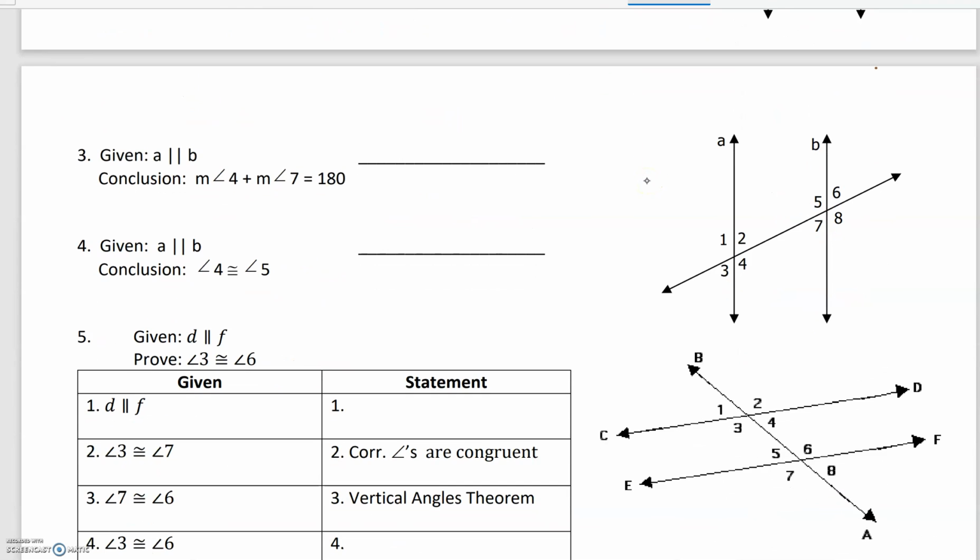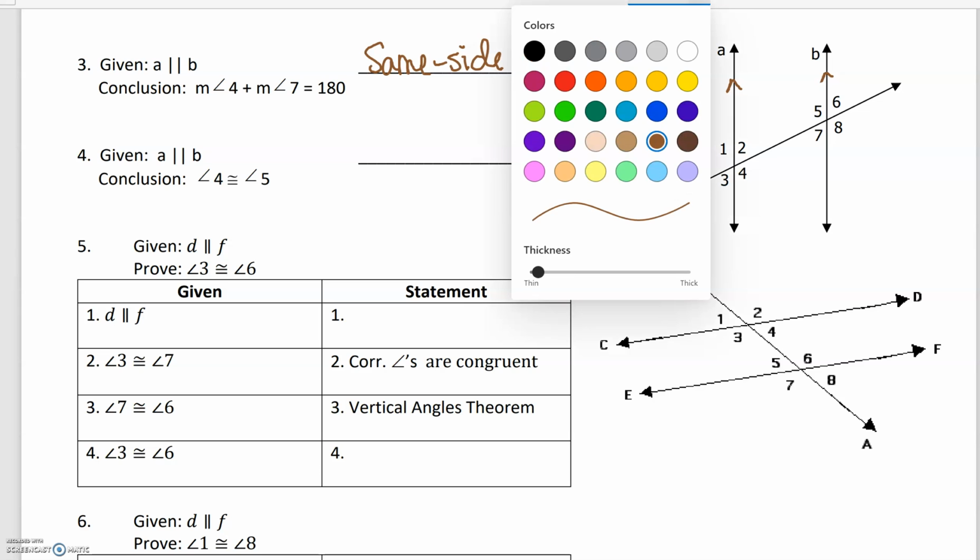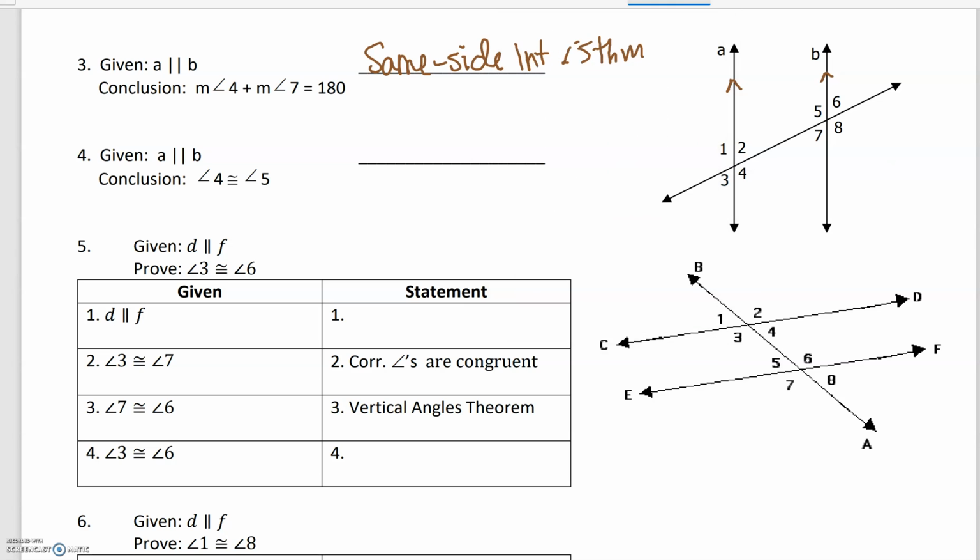All right, A and B, we know they're parallel. So what kind of 4 and 7? Same side being supplementary, so same side interior angles theorem. And then 4 and 5, with that same picture, still knowing that A and B are parallel, so 4 and 5 alternate interior. And we don't need the converse again because we already know that they are parallel.